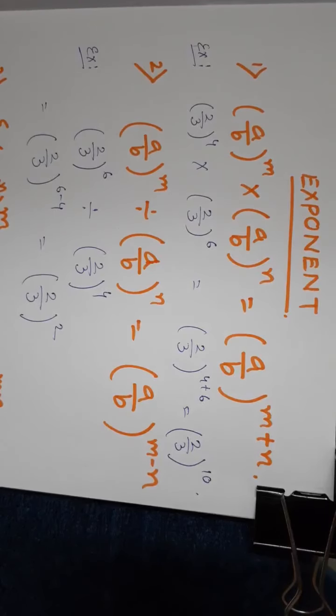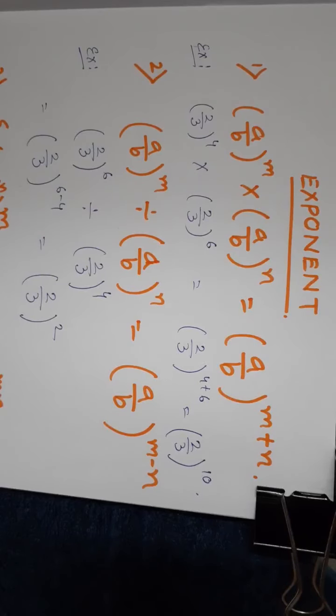Let us discuss some formulas that we have to use in the chapter on exponents. Here a by b is a rational number, any rational number, and m and n are positive integers. So if I have a by b raised to the power m into a by b raised to the power n, then according to the formula we can write this as a by b raised to the power m plus n. Let's see one example.